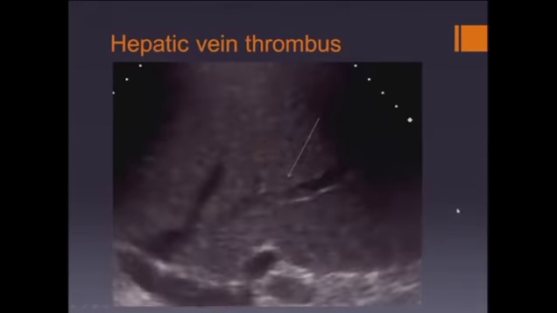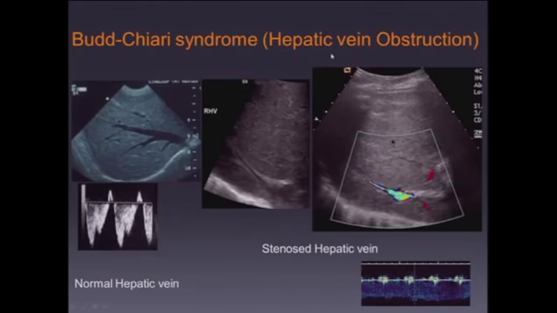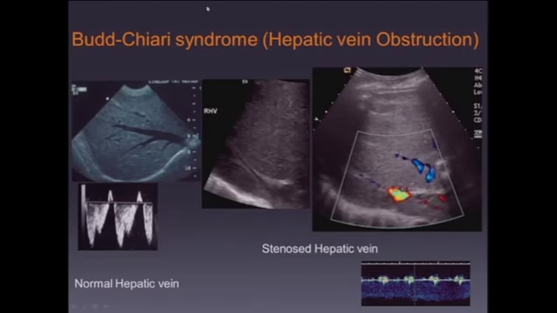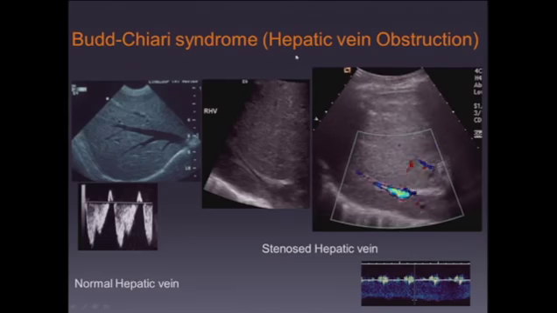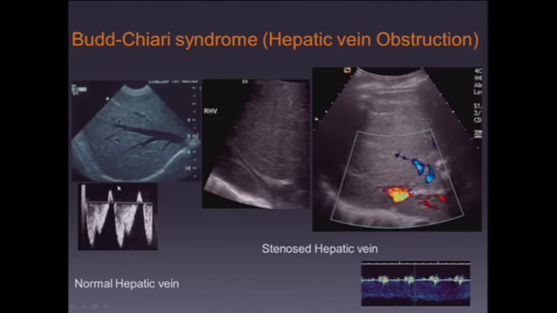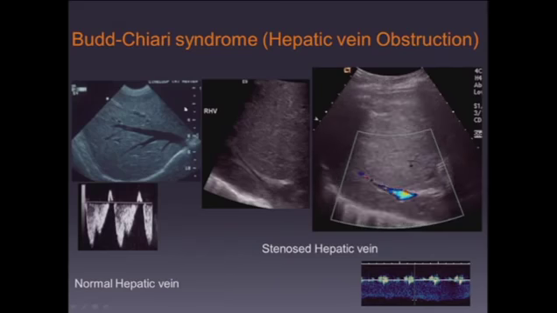which is a clot. However, Budd-Chiari usually presents in the setting of chronic hepatic vein obstruction, and this slide illustrates the appearance of chronic hepatic vein obstruction. On the middle and right hand side we have chronically obstructed hepatic vein. On the left is normal hepatic vein for comparison.